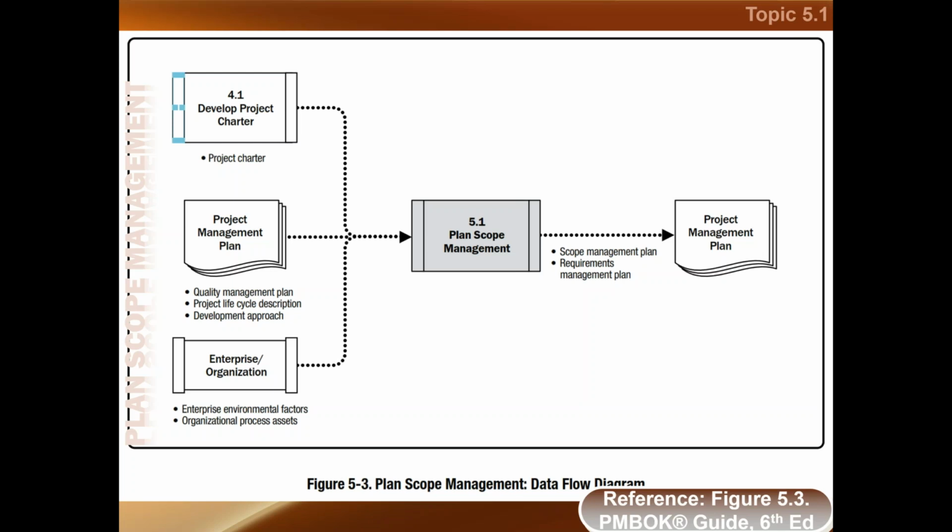Project charter is definitely coming from the develop project charter process, and the quality management plan, life cycle description, and development approach are coming from the project management plan, and our organization is giving us the enterprise environmental factors and organizational process assets. The outputs which are coming out of it are the scope management plan and the requirement management plan. They are going and adding to the project management plan.